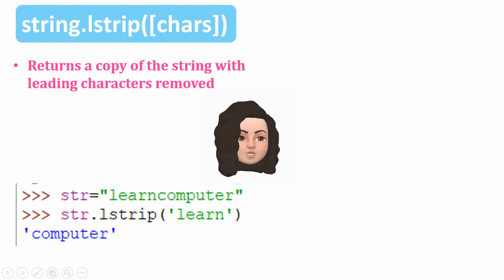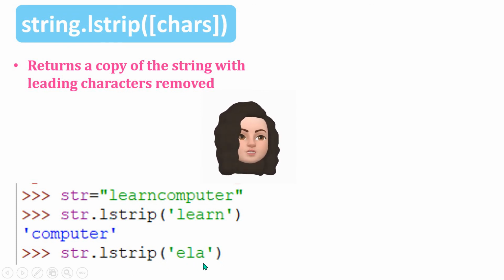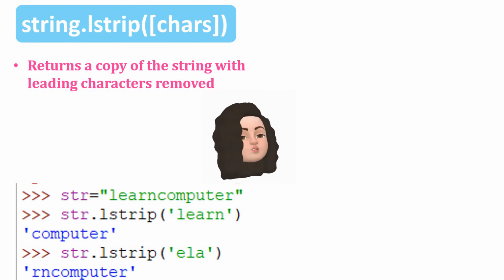Similarly, in str.lstrip() within parentheses I have given ELA. It is not in any specific order. You can see here we have only LEA, but I have changed the order. Even so, these leading characters will be removed and it will give RN computer. Even if the order is changed, it doesn't matter. Suppose you are not giving any parameters, then the leading spaces will be removed.